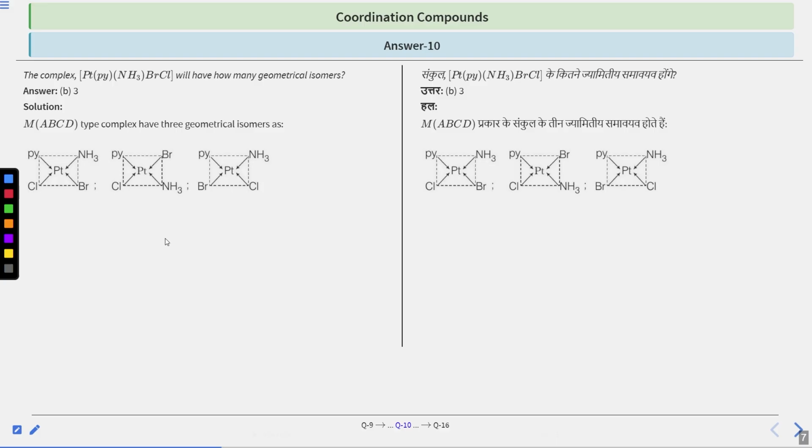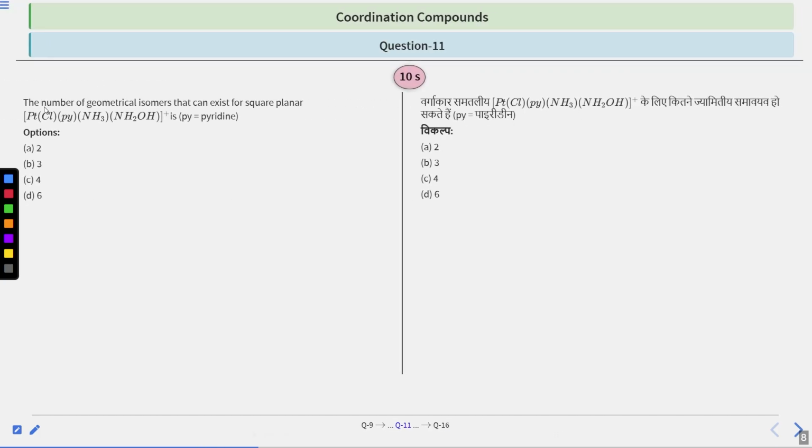Okay, let's move on to the next question. Question number 11. The number of geometrical isomers that can exist for square planar [Pt(Cl)(Py)(NH3)(NH2OH)]+ is? Py is pyridine. So we again have to find the number of geometrical isomers which can exist for the given square planar complex. Options are 2, 3, 4 or 6. You have 10 seconds to solve this question. After that, we will see the answer.